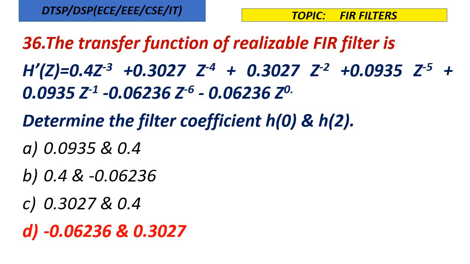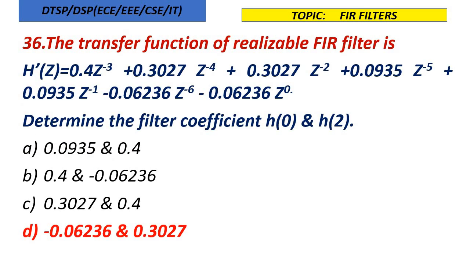Next question: the transfer function of a realizable FIR filter is given. Determine the filter coefficients h of 0 and h of 2. Four options are given. Option D is the correct answer. Let us see how. See the z power. Z power 0 represents that the coefficient belongs to h of 0. Z power minus 6 represents that the coefficient belongs to h of 6. So we will have two values common, symmetric, because it is a symmetric FIR filter.